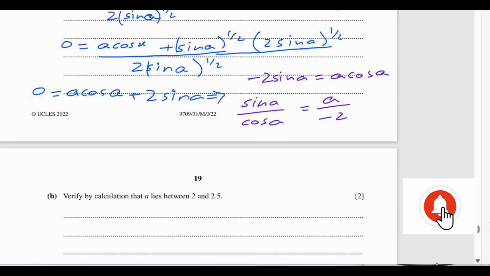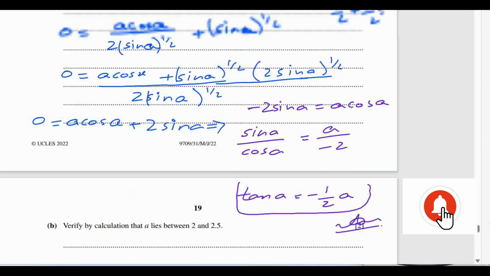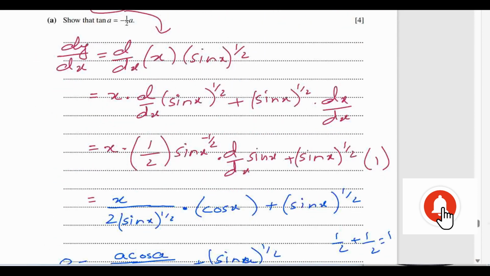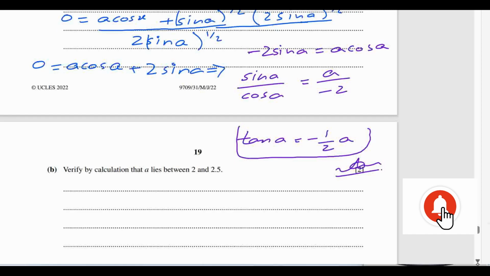So we can write it as tan of a is equal to minus 1 by 2 a. So this will be the final answer. I hope the concept is clear. This is what we have to prove. As you can see in the question, we have to prove that tan of a is equal to minus 1 by 2a. Now let's move on to the next part.